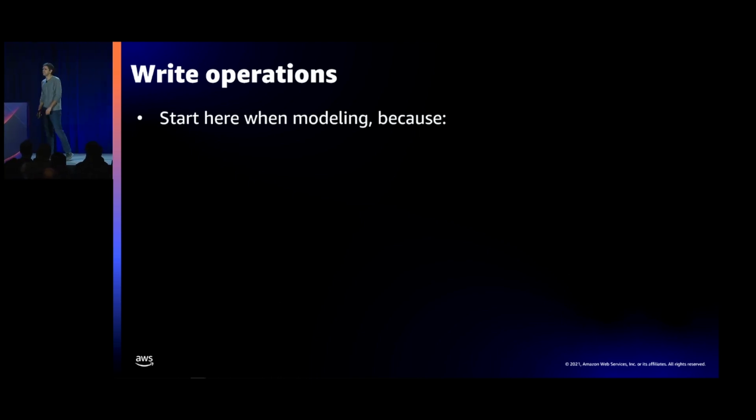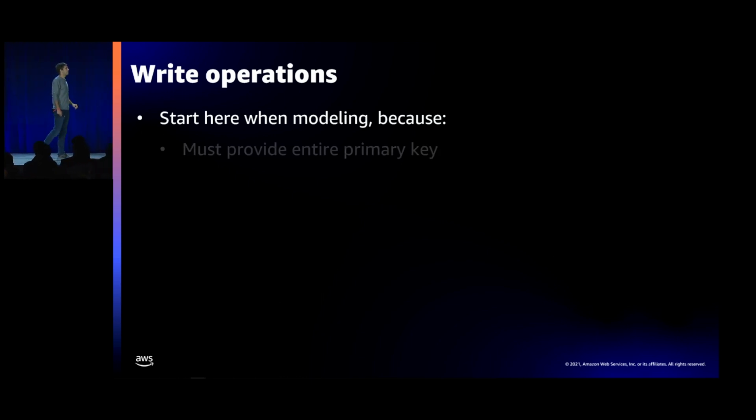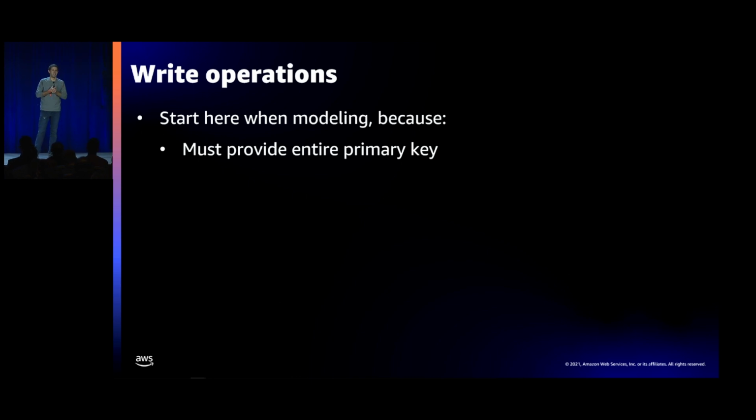A couple points here. When you're talking about your write operations in DynamoDB, every time you do a write operation, you have to provide the entire primary key of the item you're writing. So if you're inserting, updating, or deleting, you have to provide both the partition key and the sort key if it's a composite primary key. That means you can't do an update where you say update all the values with this partition key, or a delete where you delete all the values with this particular partition key. You can't do that in Dynamo. You have to provide the entire primary key.